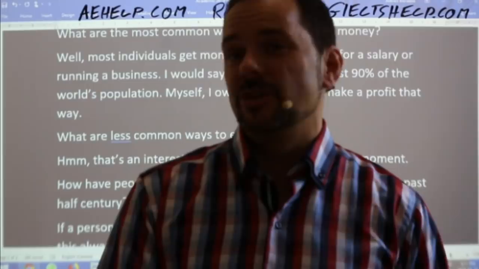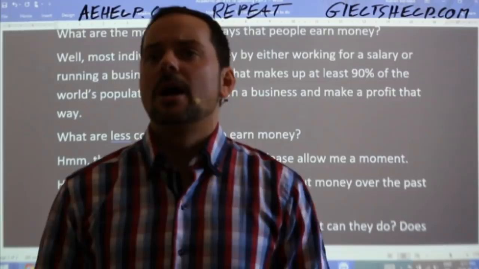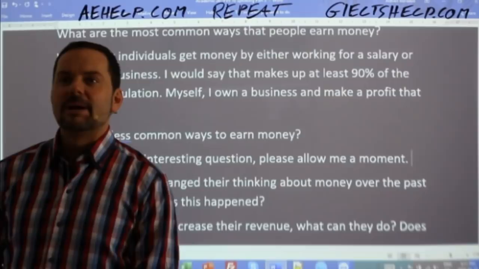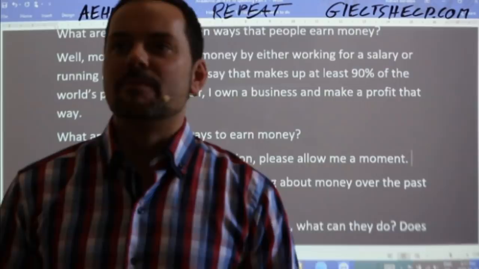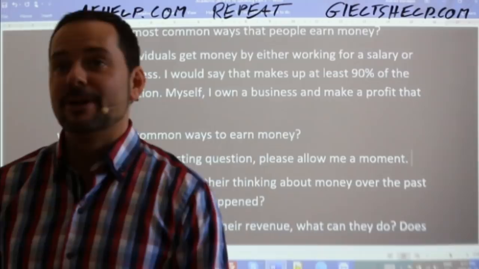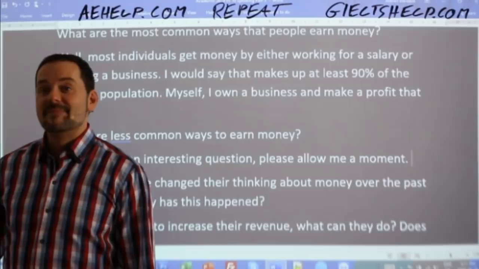It's a good start. Chinky Wadwa says, well, according to me, the least preferred path by people is getting money from lottery as well as gambling. For example, one of my uncles earns a hefty amount of money by winning on the lottery. Chinky, that's good. Yeah, gambling is absolutely a less common way of making money. It's usually a common way of losing money.